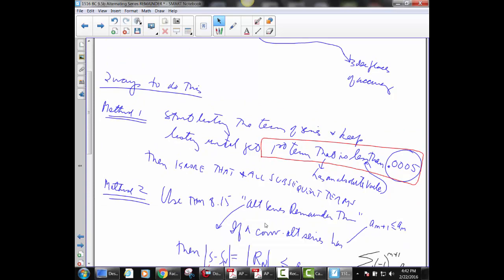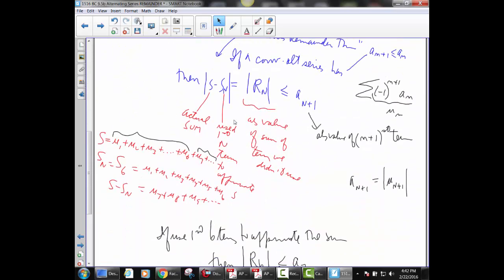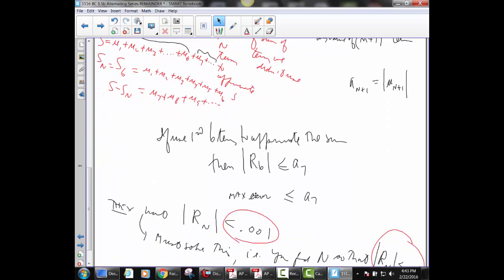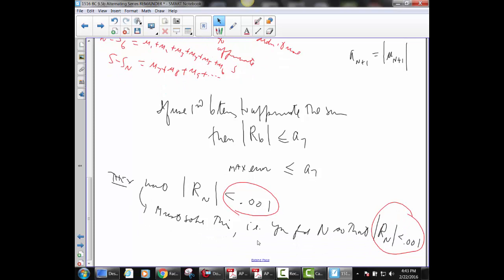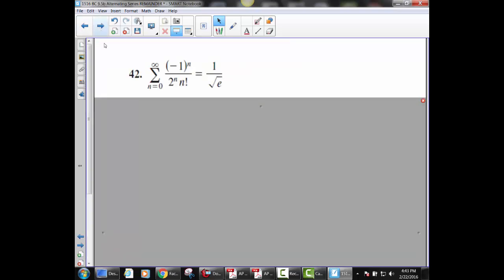Now, the other way of doing this is if you look at this formula, absolute value of the actual sum of all the terms minus the sum of the first n terms is equal to the absolute value of the sum of the terms we didn't use, etc., right? Okay, so if we use the first 6 terms to approximate the sum, then the absolute value of R6 is less than or equal to a7, which means the maximum error is less than or equal to a7. So they want this error to be less than 0.001. You have to solve this. You'd have to find n so that Rn is less than 0.001.